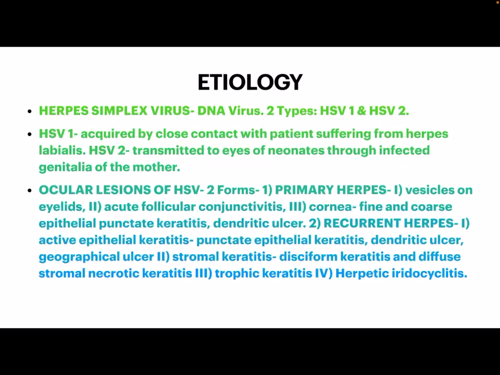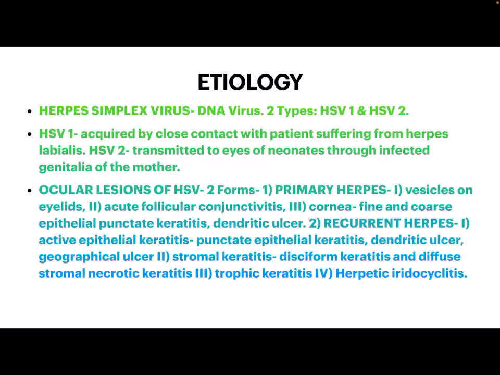So in primary herpes we will see three types of lesions. One is skin lesions, then conjunctival lesions, and then corneal lesions. Skin lesions include vesicles on eyelids, then conjunctival lesions include acute follicular conjunctivitis, and corneal lesions include fine and coarse epithelial punctate keratitis and dendritic ulcers.